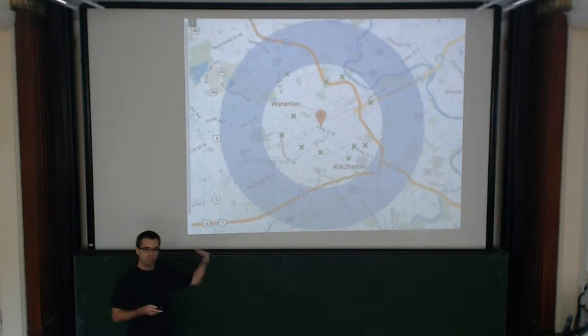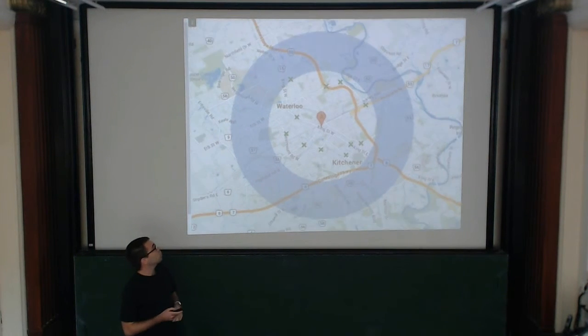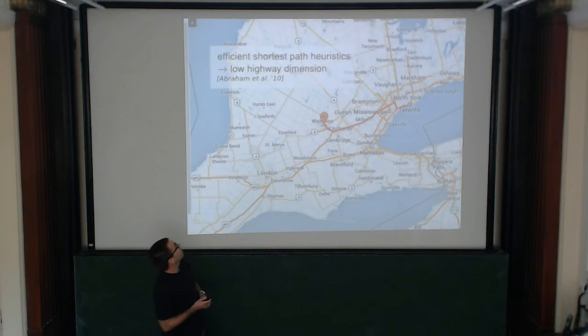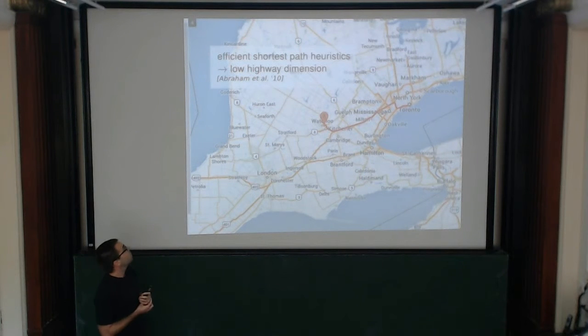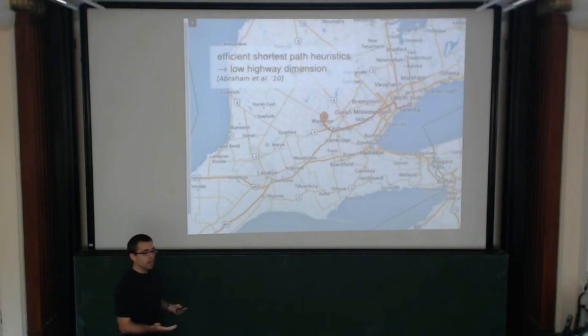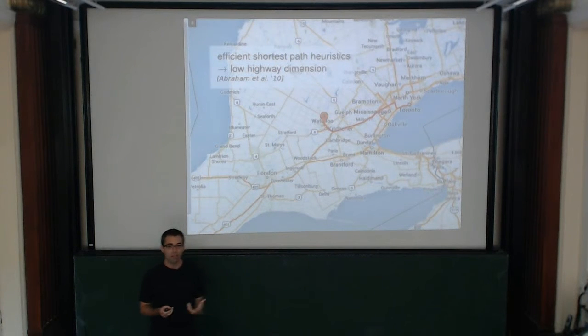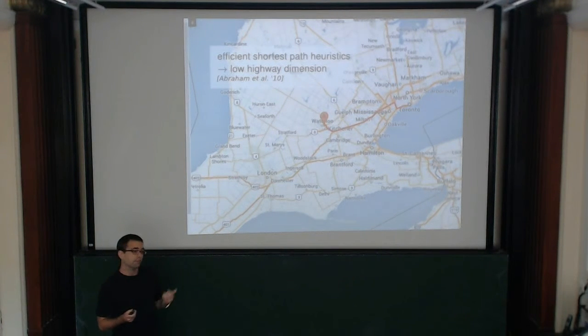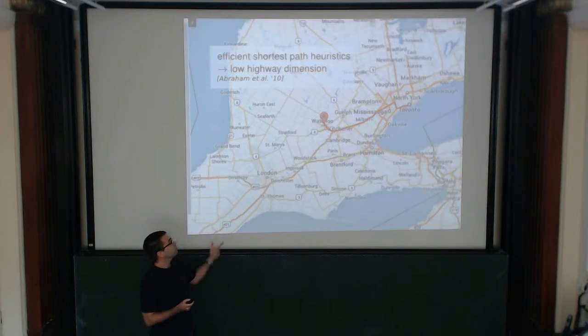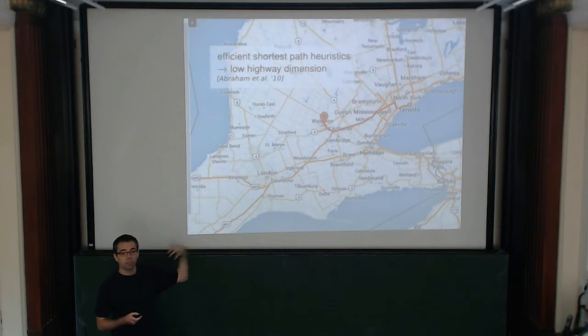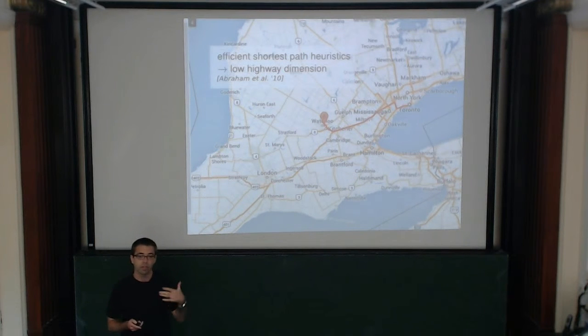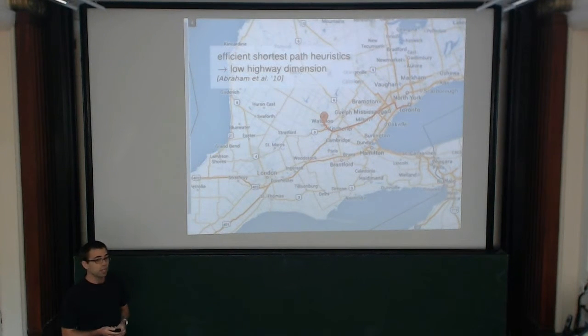I'll give you a formal definition in a minute, but before that, let me tell you what you can do with this highway dimension. It was introduced by Abraham et al. And what they did is they explained the good behavior of certain shortest path heuristics, which were known to behave very well in practice. They showed that if you assume that your transportation network has low highway dimension, then you can actually also formally prove that the running time is much better than what the worst case analysis would suggest.